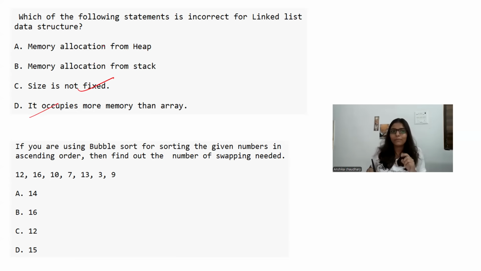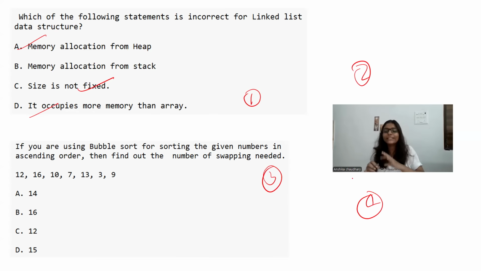Memory allocation from heap. Yes, because in a linked list the memory will not be in contiguous fashion like in an array. Suppose 1 is here, 2 is here, 3 is here, 4 is here, something like that, in distributed fashion. Whenever we have distributed memory, we use heap. Heap is used for allocating the memory, and stack is useful for contiguous memory. So option B, memory allocation from stack, is the correct answer, because that is the incorrect statement for linked list.